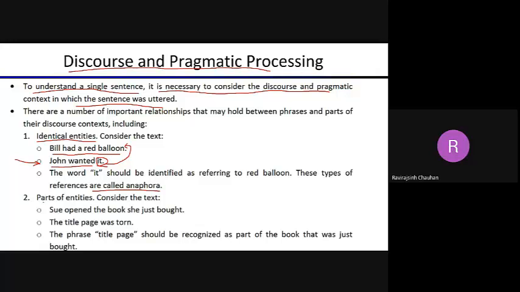We can have another option, part of the entities. Here it was identical entities. It can be part of the entities. So: Hugh opened a book she just bought. What did Hugh do? He opened the book he just bought. The title page was torn. So which book is the title page referring to? We should understand that it is the title page of the book the student currently purchased. So we must understand that relation. That is called parts of the entities.